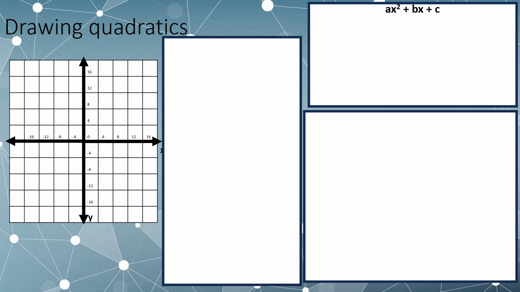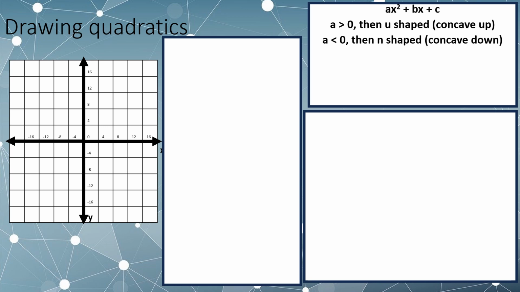Well, if our a value, that is the value at the start of our equation, is greater than 0, then it will be U-shaped. This is known as concave up. If our a value is less than 0, then it will be N-shaped, concave down.